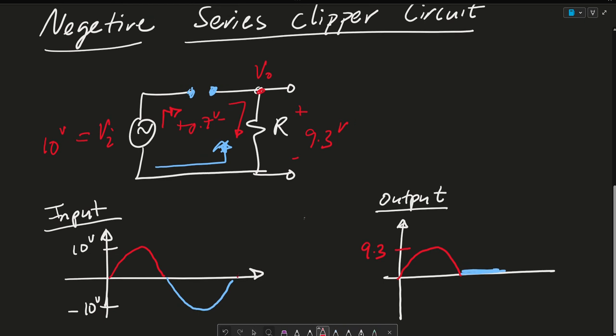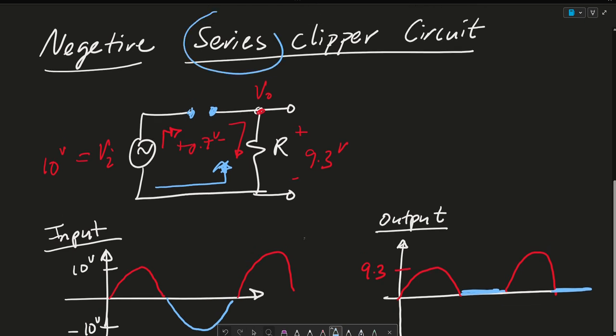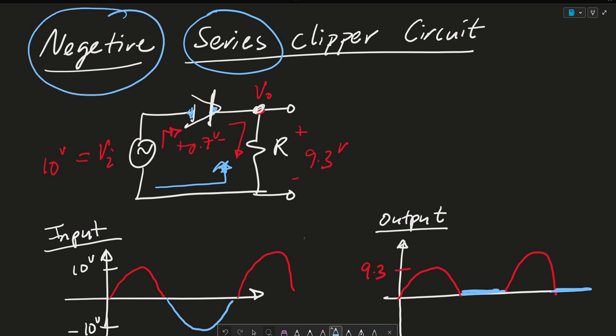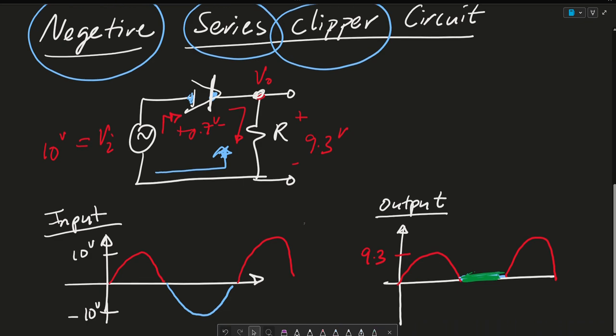So again, if I draw another positive wave, it's going to flow through, but the negative is going to be clipped. So this is why it is called a series clipper, again because the diode and the resistor are in series compared to V out. And then it's called a negative clipper because my negative voltages are being clipped. So I hope that makes sense.